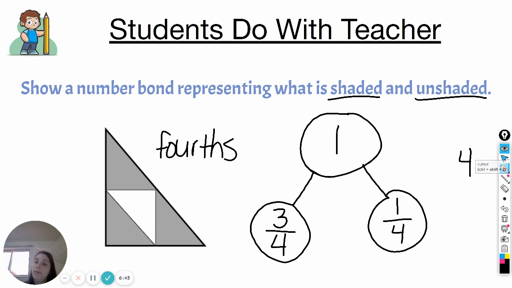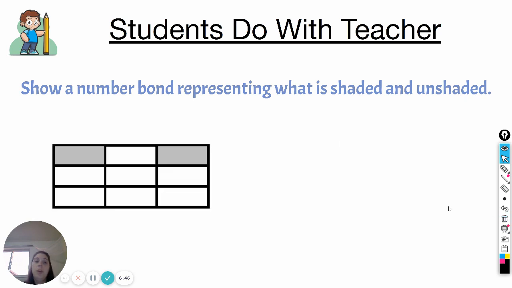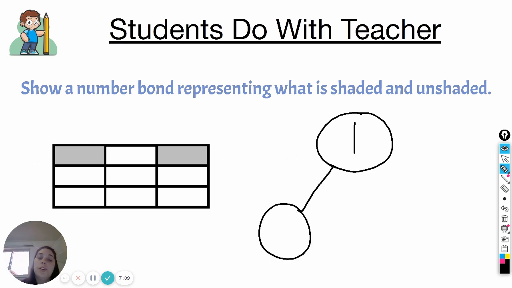Okay. Go ahead and erase your whiteboard. We're going to try another example. Show a number bond representing what is shaded and unshaded. So same question, but we have a different shape. I don't need you to draw the shape, but I do need you to draw the number bond with your top piece representing one whole. And then you need 2 legs, one for the shaded piece and one for the unshaded pieces. I'm going to give you a moment to get that number bond drawn and ready, and then we're going to start labeling it with our fractions.